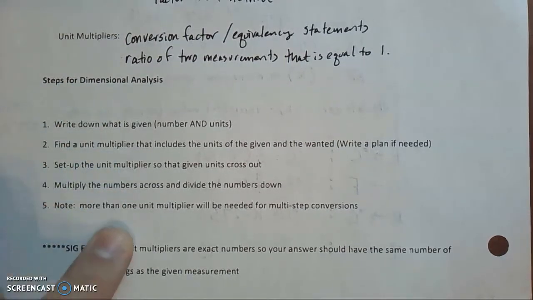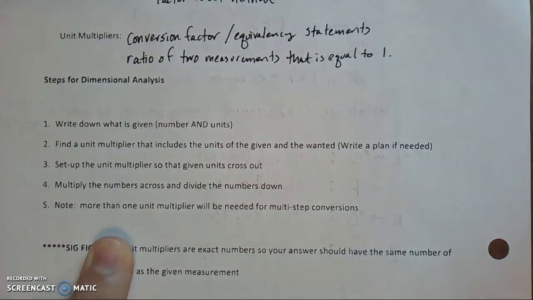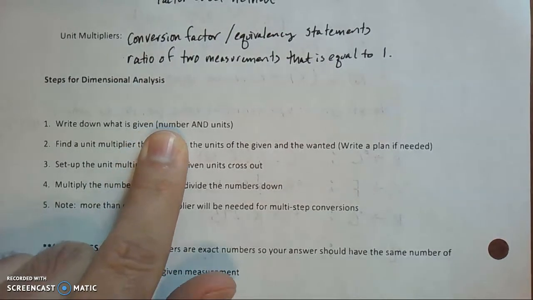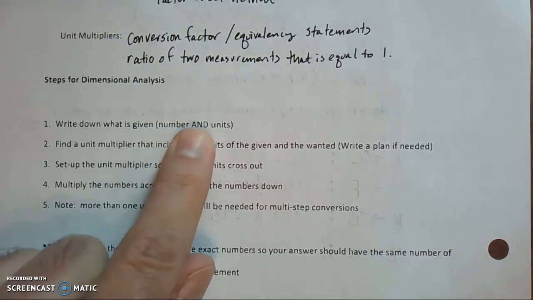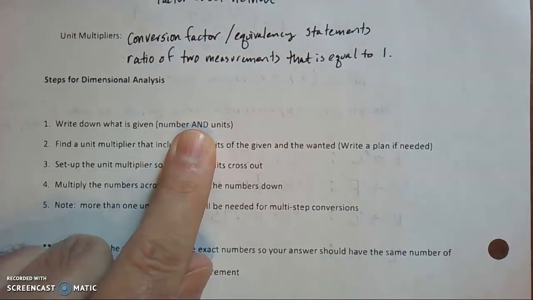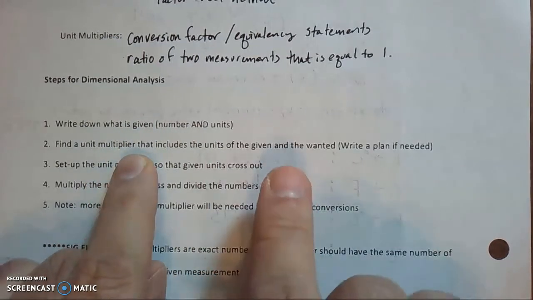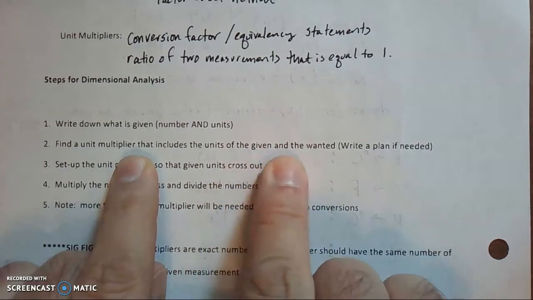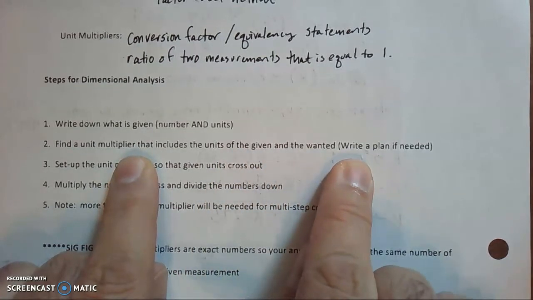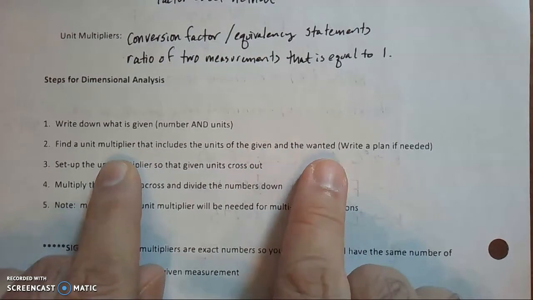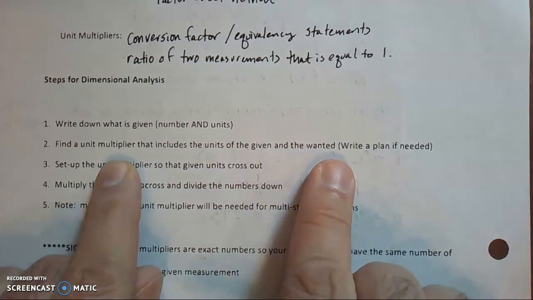So these are the steps that we're going to go through when we do this. These really are not going to make a lot of sense until we start using them. So we're going to write down what is given. And when we write our numbers, they are always going to have a unit attached to them. We never leave our numbers without a unit. We're going to find a unit multiplier that includes the units of the given and what we're looking for. We're going to write a plan if needed. We might not have something that goes directly from what we're given and what we want, so we might have to have something to go in between the two.